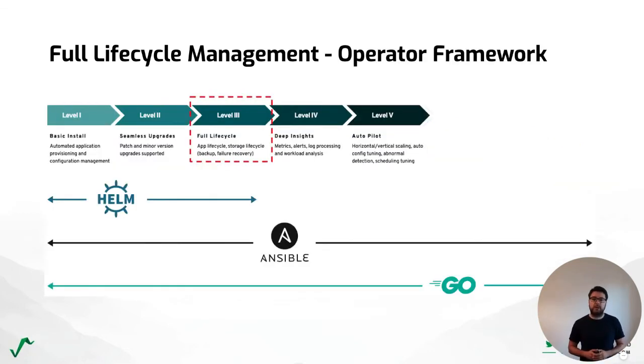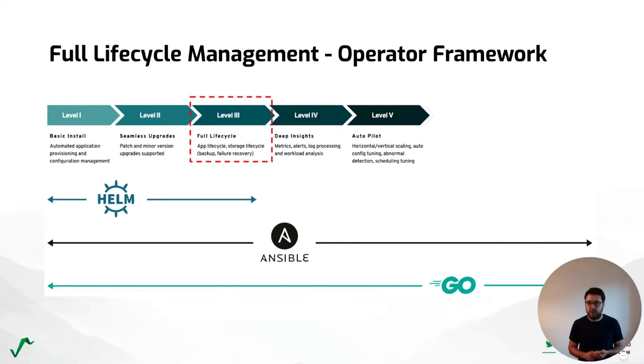If we look deeper at the operator framework, this diagram outlines 5 different capability levels. The first level is just a basic install. So if we want to render initial configuration, deploy something, it might be useful. The second level is about seamless upgrades, so patching, bumping some components.